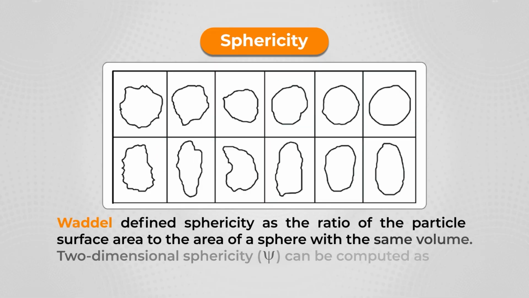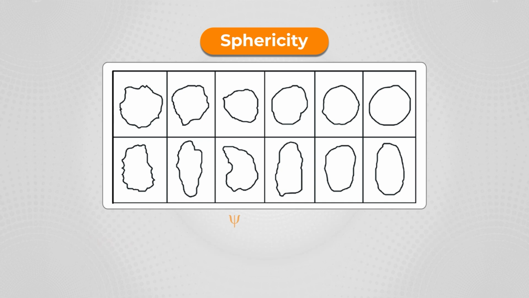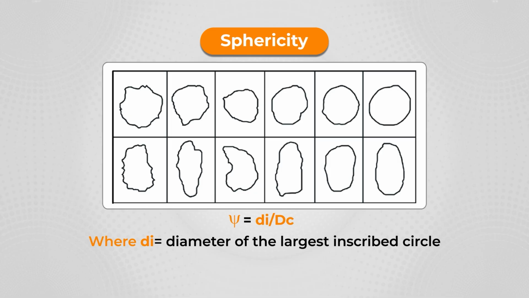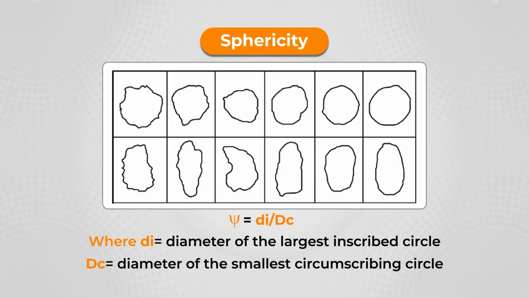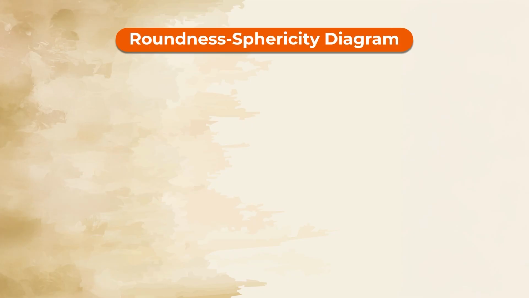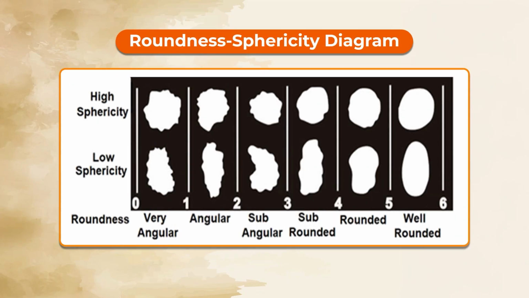The next characteristic is sphericity. Wadell defines sphericity as the ratio of the area of the particle to the area of a sphere with the same volume. The two-dimensional sphericity can be computed as given here, where Di is the diameter of the largest inscribed circle and Dc is the diameter of the smallest circumscribed circle. There is a comparative scale of roundness and sphericity together. You can see high sphericity and low sphericity; as you go up, there is higher sphericity. So a relationship is given here, the roundness and sphericity comparison.